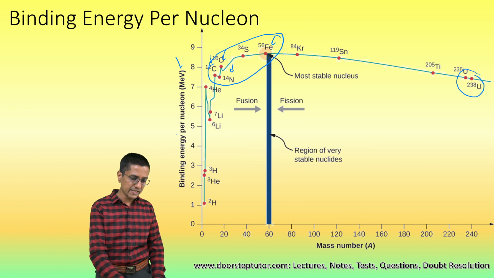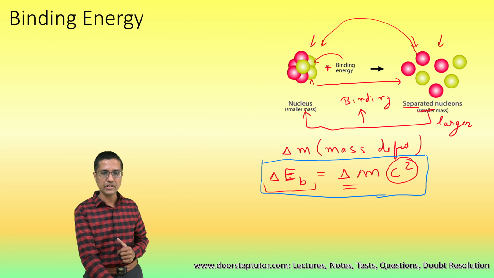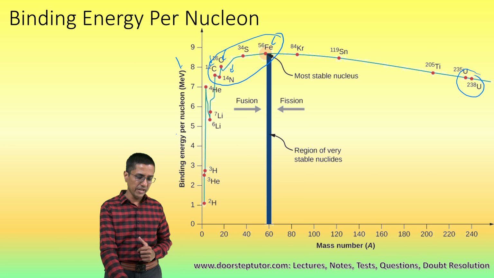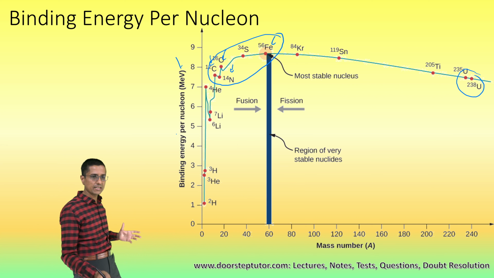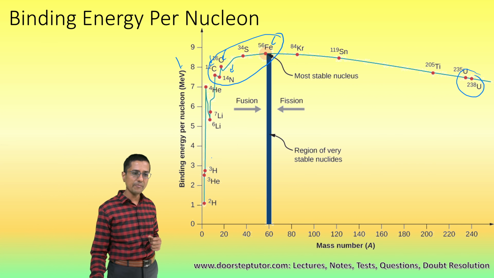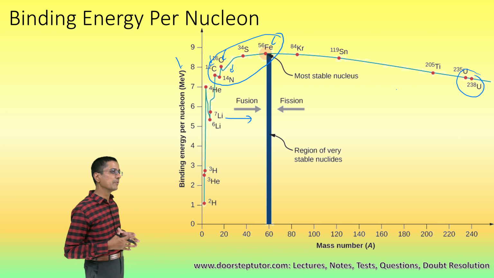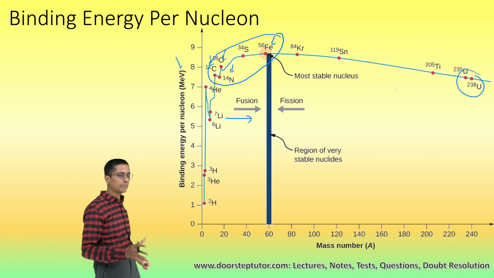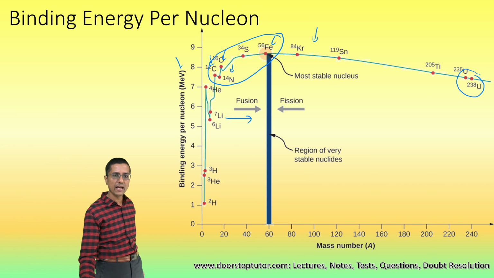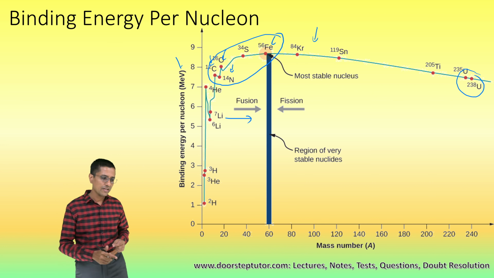Okay, so if you compare this with the graph that we saw in the very beginning, you will see a large amount of correlation. And ultimately this is what we need to understand when we are looking at the relative abundance of elements. Another thing to note here is that elements like helium and carbon tend to fuse together to go to iron, and other elements like uranium and thorium tend to undergo nuclear fission and try to come to a more stable configuration, a nucleus which has more stability. Okay, so hopefully things are very clear.